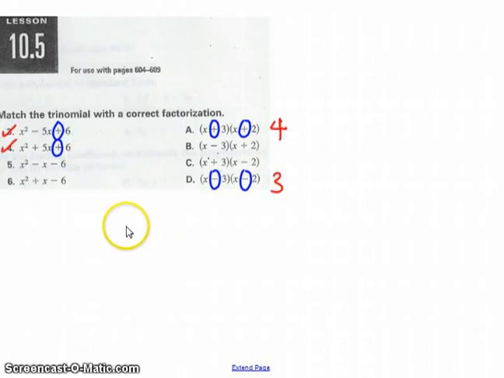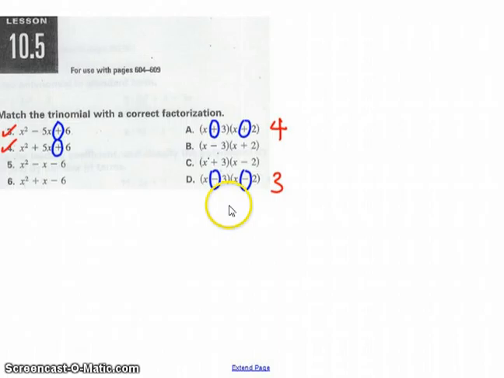I notice the difference between these two is this one's negative and that one's positive for the middle terms. So how did I end up with a positive 5 for this one? I got it from doing positives here, plus 2x for the outers and plus 3x for the inners. Outer and inner make that middle term. So that's number 4. Number 4 gives me positives. Number 3, negative 3 plus negative 2 gives me negative 5. That's why number 3 matches up with D.